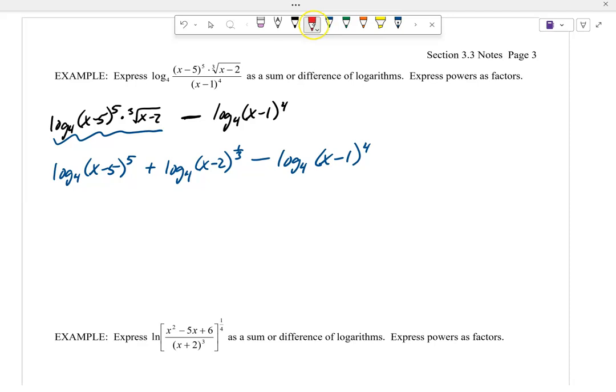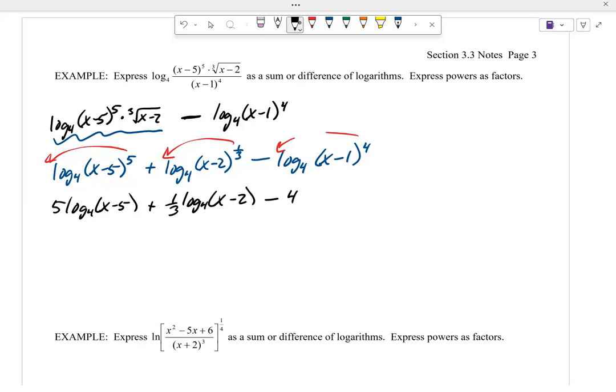And then finally, I'm just going to use that power rule and put that in front. And so we've got 5 log base 4 of x minus 5 plus a 3rd log base 4 of x minus 2 minus 4 log base 4 of x minus 1.